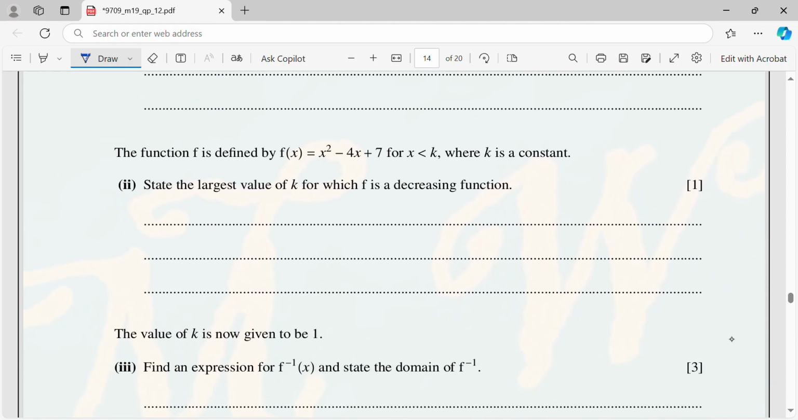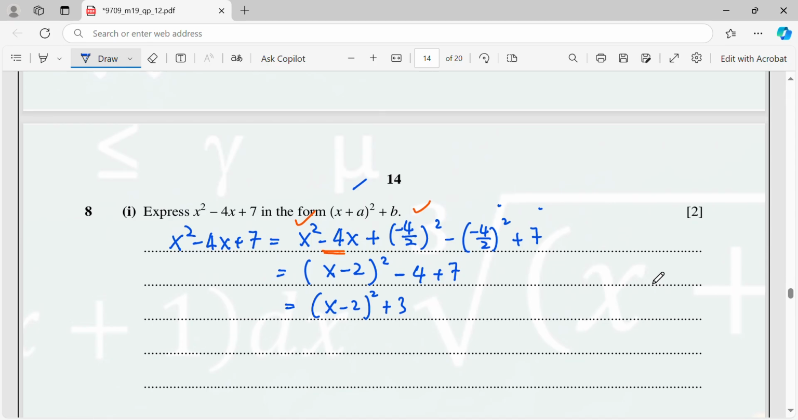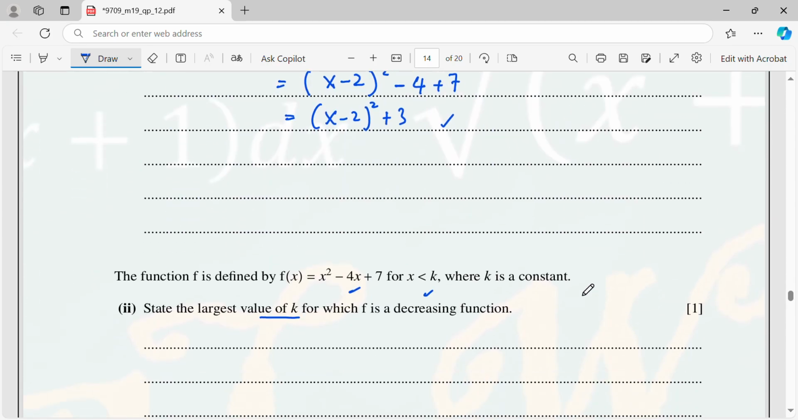Now, the function f is defined for the same quadratic function, but x is less than k, where k is a constant. Find the largest k for which f is a decreasing function. Okay, so now, for your information, your f(x) is written in this form. Here I will write f(x) equals (x minus 2) squared plus 3.